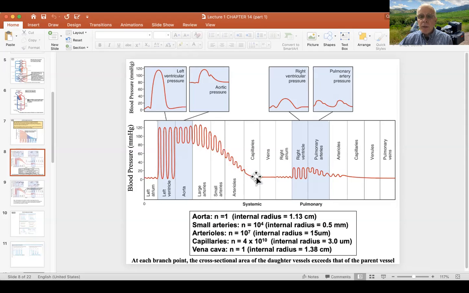Capillaries, you see basically no pulsation at all, nor in the veins, although there is actually a little bit. As the blood moves back into the right side of the heart, you can see that the right ventricle, again, low pressure, right atrium, very low pressure. When the right ventricle contracts, there's a greater pressure, but notice how much smaller it is than the left side of the heart. Again, it's a very useful diagram to compare the left and right sides of the heart.